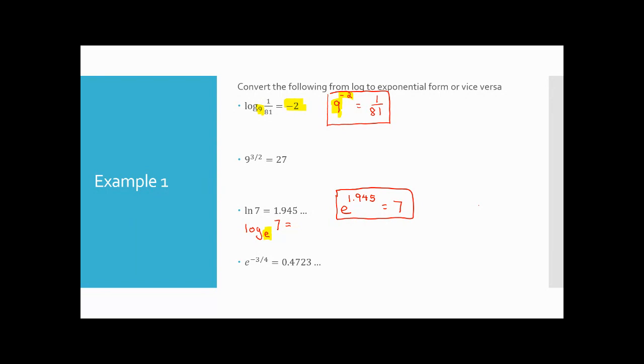Now let's go the other way. So let's look at my second bullet point. I have 9 to the 3 halves equals 27. Okay. Which part, Tanisha, which part do you want me to repeat?